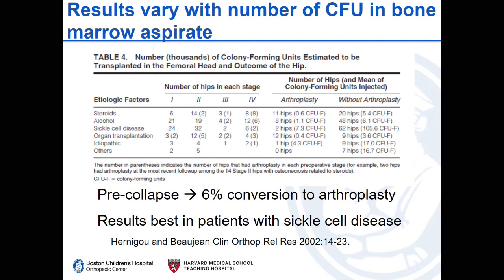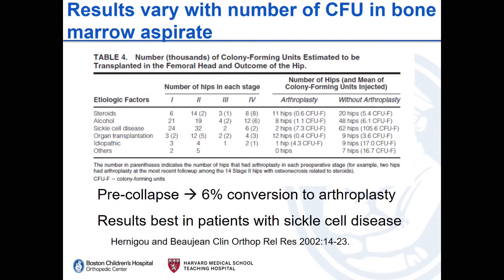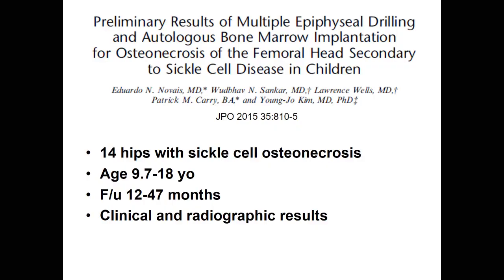This is looking at Professor Herniger's data, again, in the sickle cell population, which has the highest amount of colony-forming units. The conversion to arthroplasty is only 6% in these groups. So I'm going to go through our small series that we reported on. This is mostly an adolescent group, so under age 18.